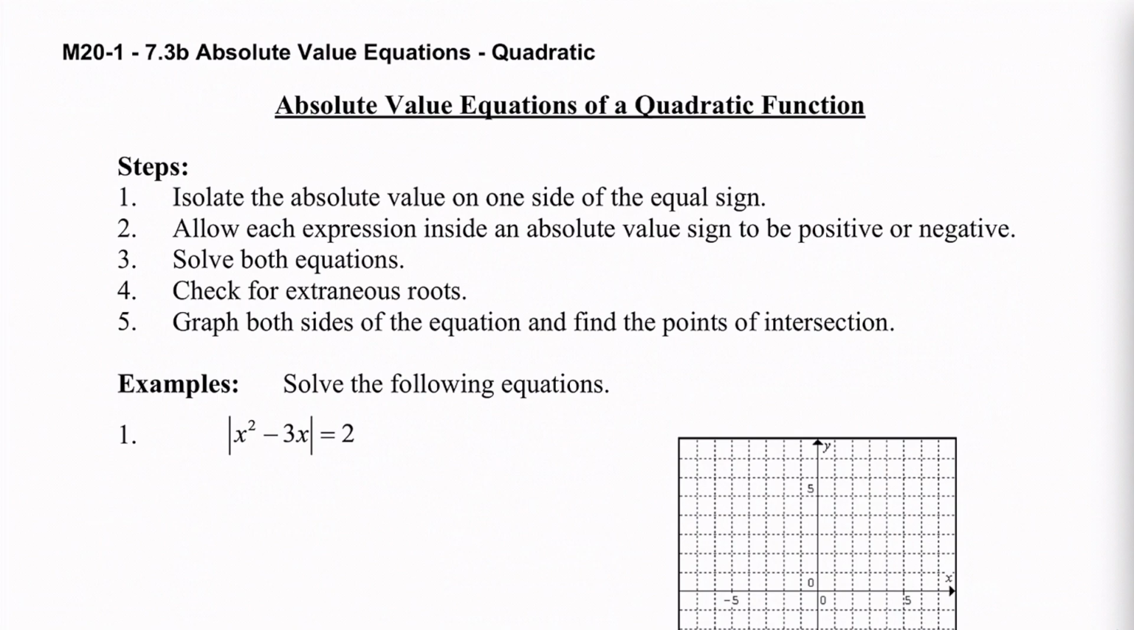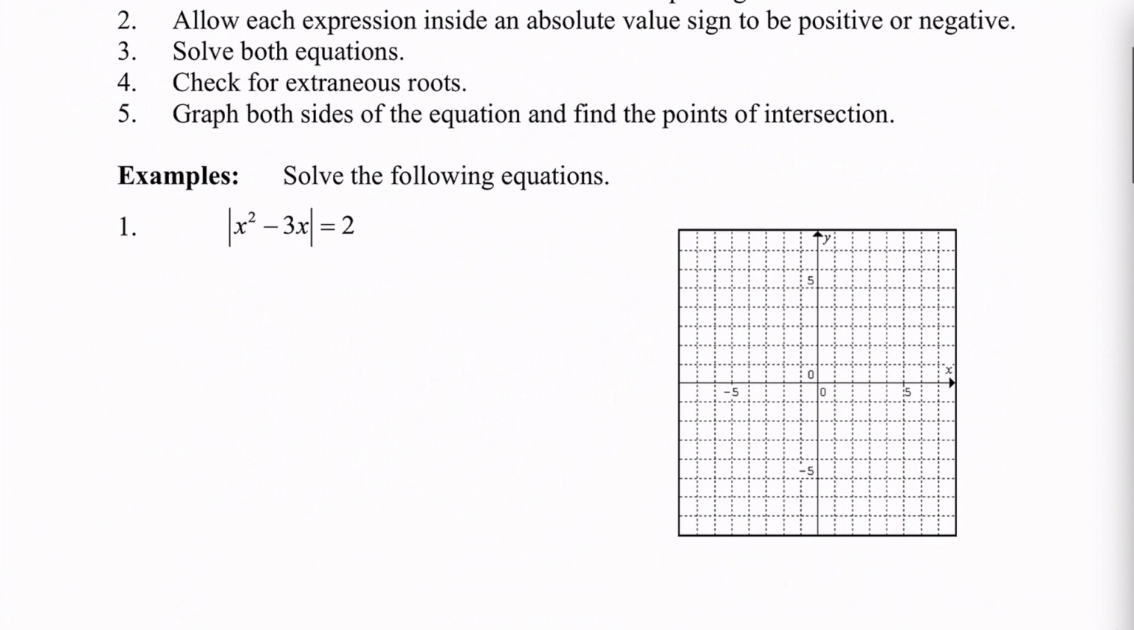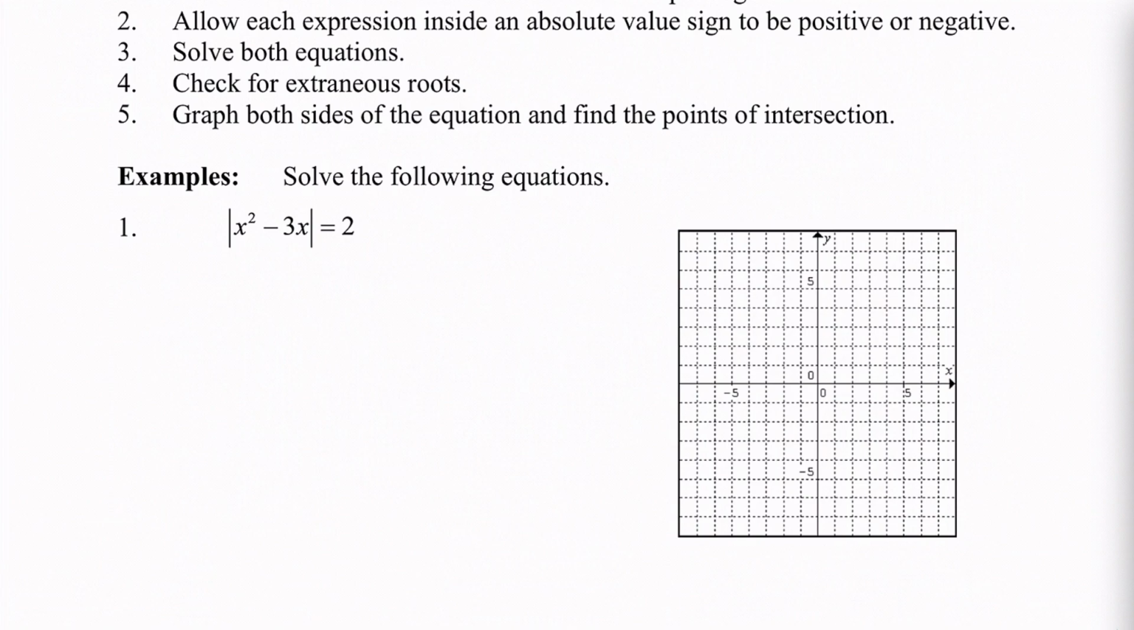It says solve the following equations, and in number 1 we have the absolute value of x squared minus 3x, and this equals 2. The first thing we should do is break up our absolute value into two parts, one where we have a positive 2 and one where we have a negative 2. So breaking it up, I got positive 2 on the left side and a negative 2 on this side. Then we're going to do the work on each side, and after that we're going to graph and verify. Let's start with the one on the left first.